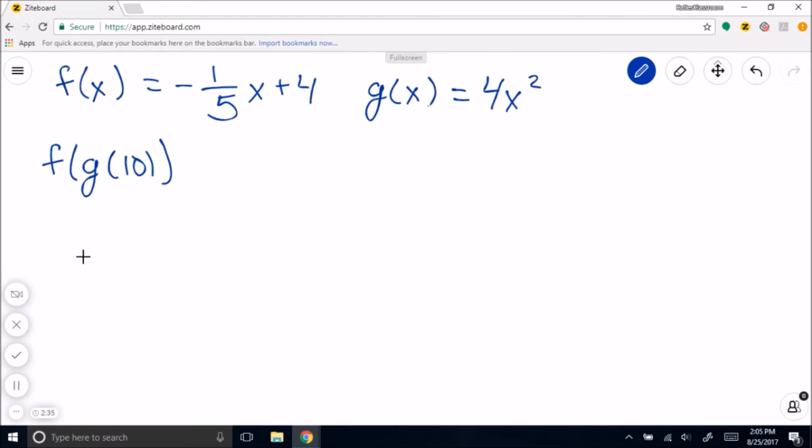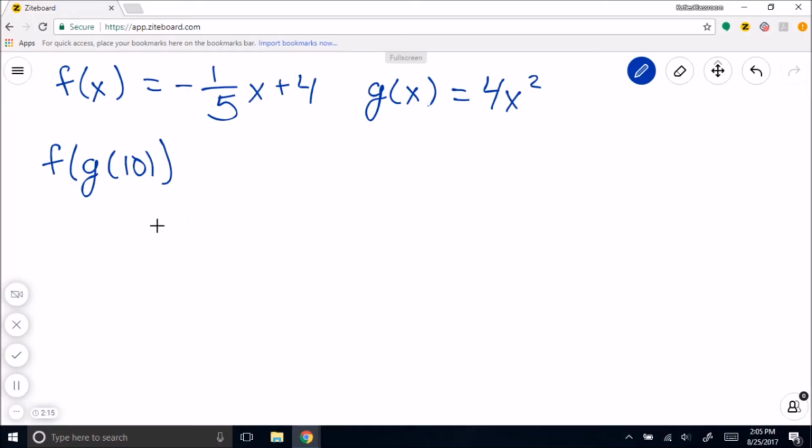16. All right, we have the same two functions here, but now we're going to switch this around and find f of g of 10. We did it the other way around in the last problem, but I want you to try this one. So get something to write with and work this out. Pause the video, come back and see if you got the correct answer.